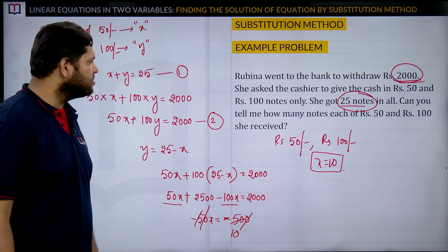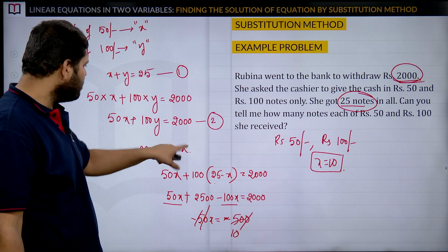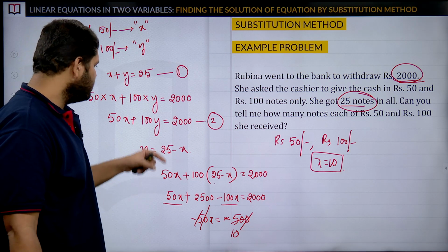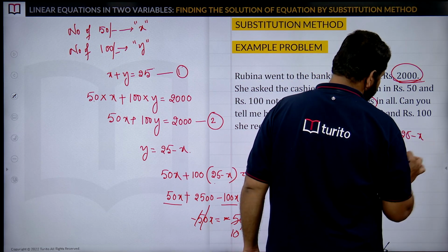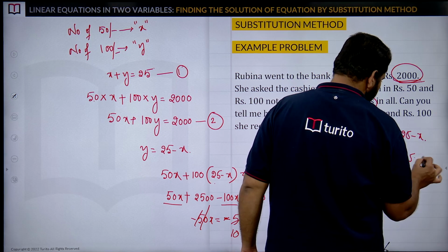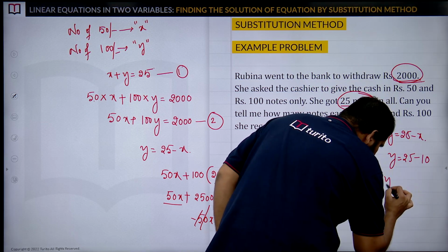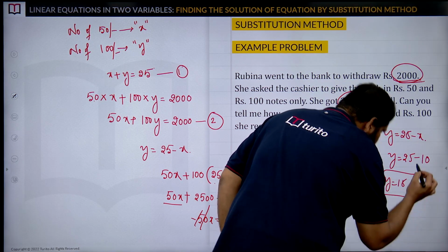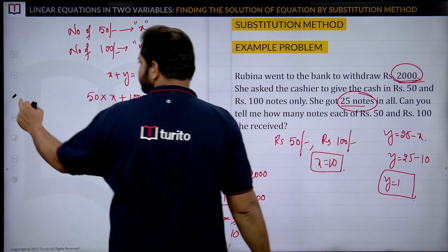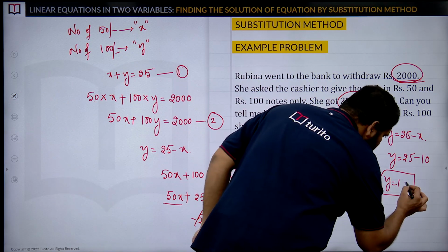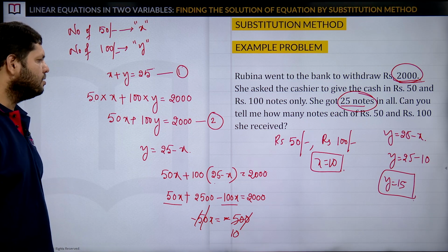Okay. If x is 10, can you tell me what is y, children? So y is equal to what we got already: 25 minus x. If x is 10, so y is equal to 25 minus x. X value already we know. How much children it is? 10 now. So 25 minus 10. What is 25 minus 10? Answer is 15. So y is equal to how much? The value is 15. Clear children?